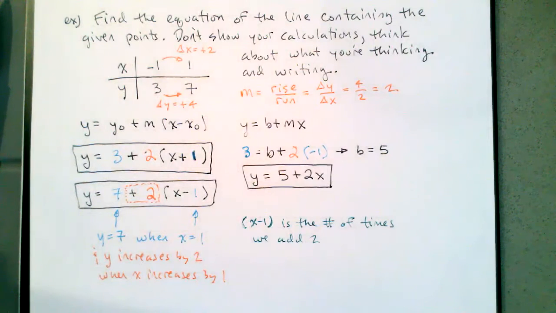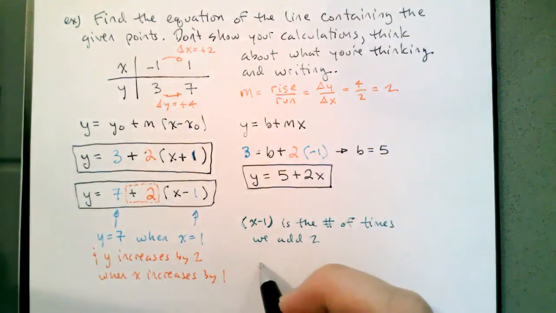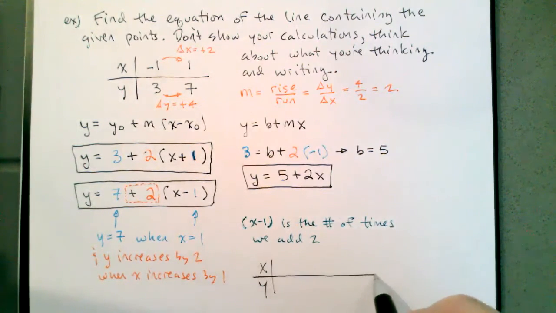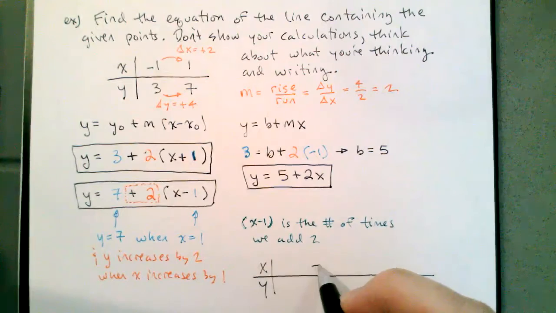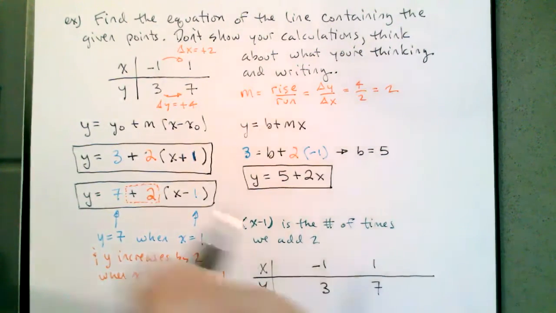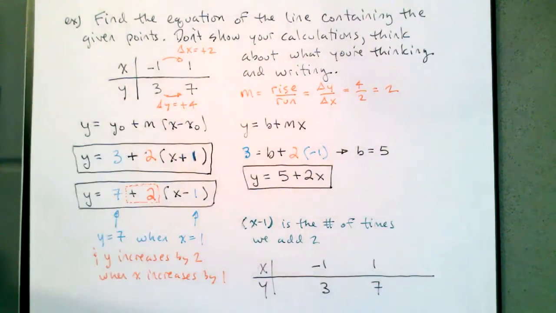Addition is repeated multiplication. If we want to see this play out in a table of values that extends beyond the 2 that we were given, we have the point (-1, 3) and the point (1, 7). We have figured out the point (0, 5) goes in the middle because that's where we found this.